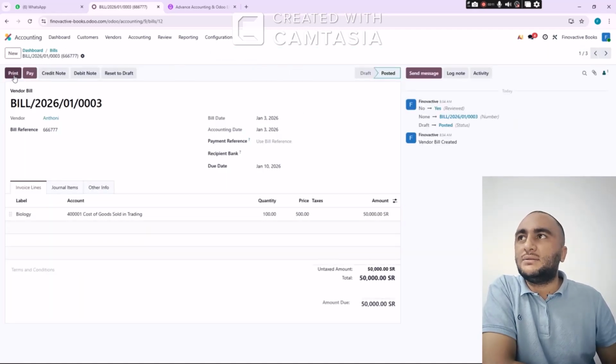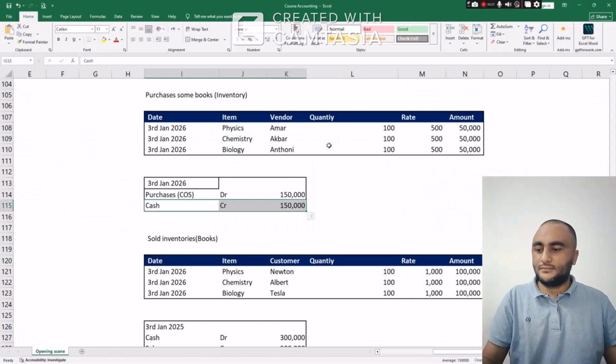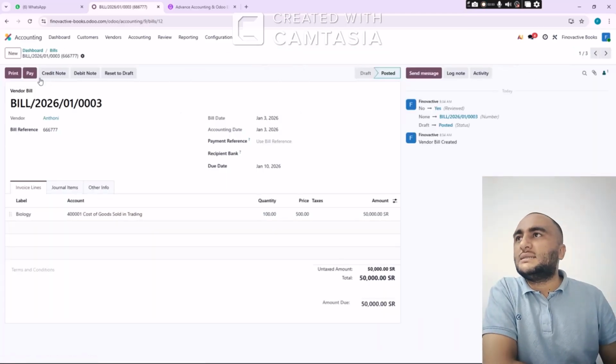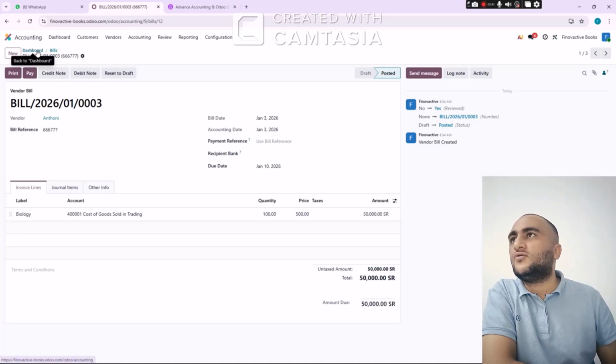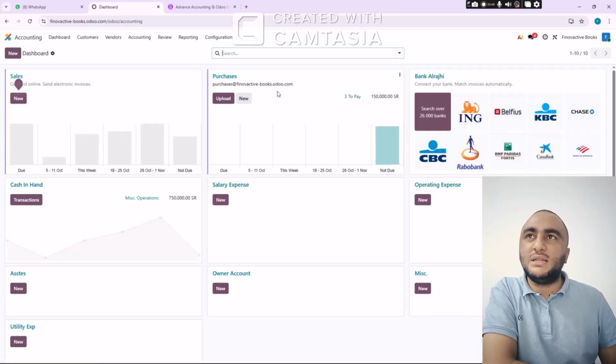If you want to print this, you can print here. If you want to pay it, you can pay it here. If you want to edit anything, you can reset this one and edit this one. This is our vendor bills. With taxes and how to pay this, how to get reconciled, we will discuss in coming sessions. So for now, this is how we enter purchase bills in Odoo. Hope you understand this.